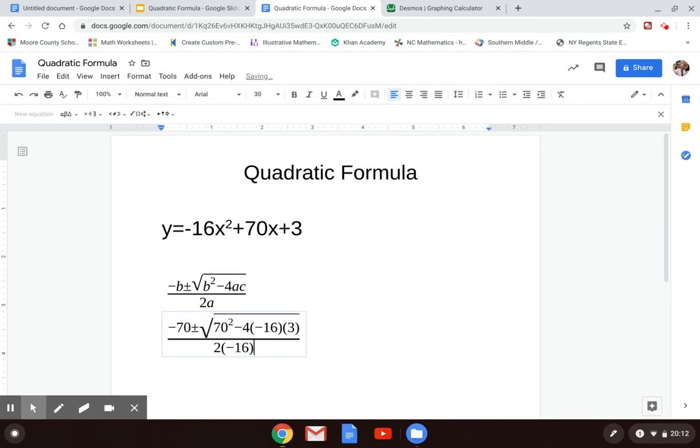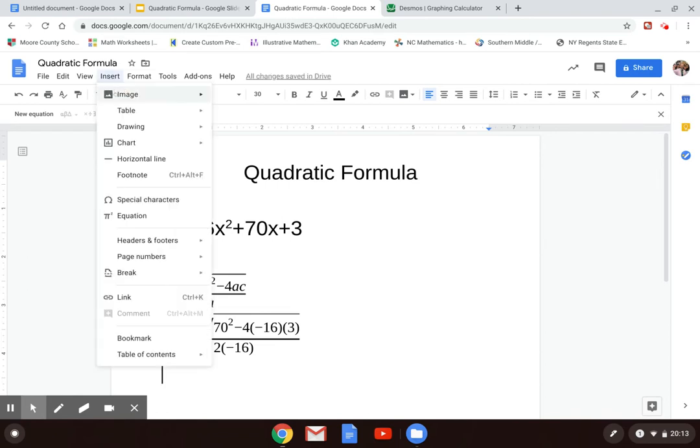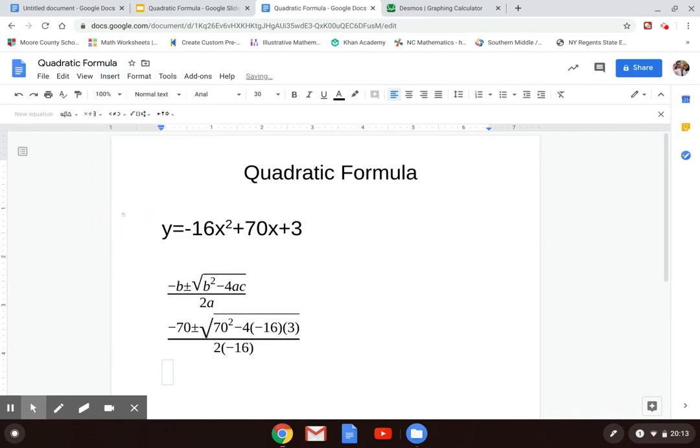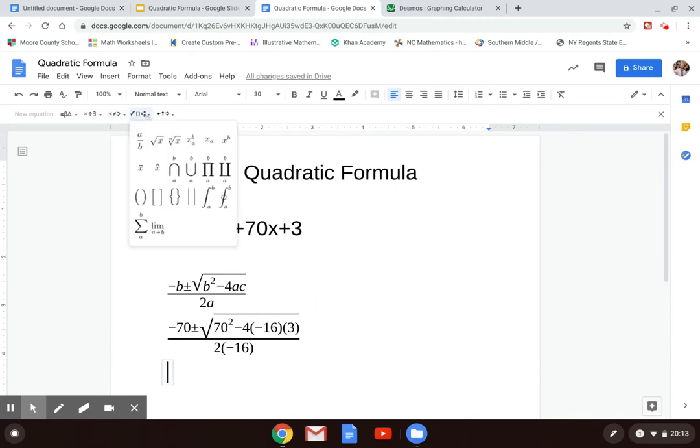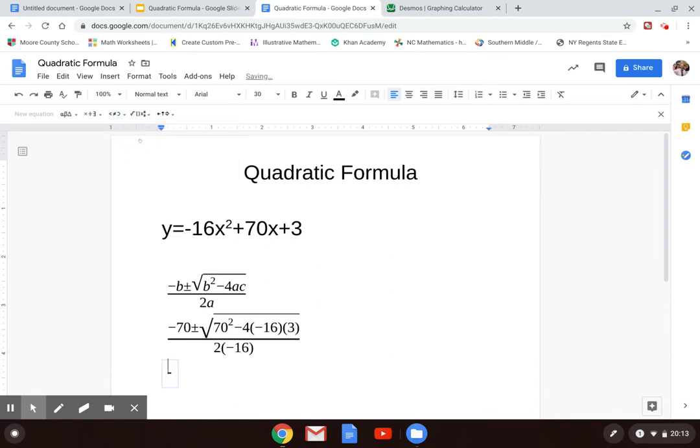Okay, so there I substituted all of my numbers into this formula. So negative b, 70 is b, plus or minus the square root of b squared, which is 70 squared, minus 4 times a, which is my negative 16, times c, which is my 3, all divided by 2a. Okay, so let's go ahead and start doing some math. It's very important that we remember our order of operations as we do this. Order of operations is always important.